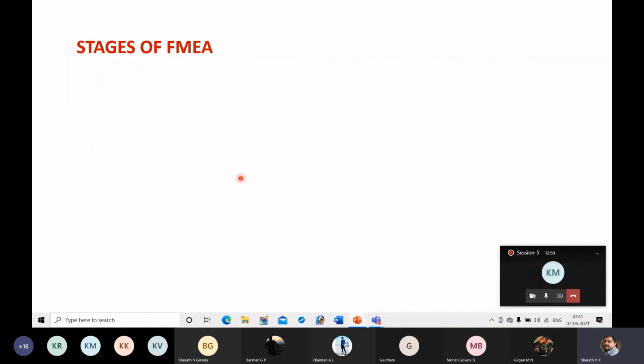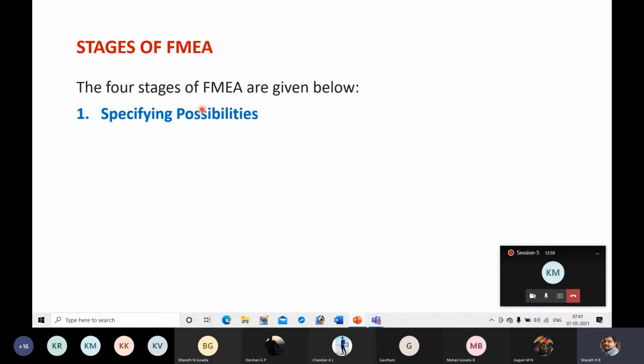Next, there are stages. That means there's a process to implement FMEA. There are stages involved in that. So there are 4 stages. First is specifying possibilities. Why does a failure occur? Okay, what are the reasons?